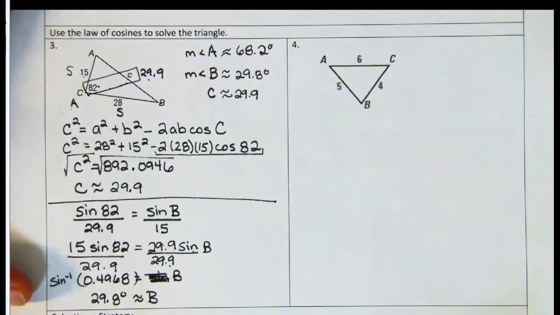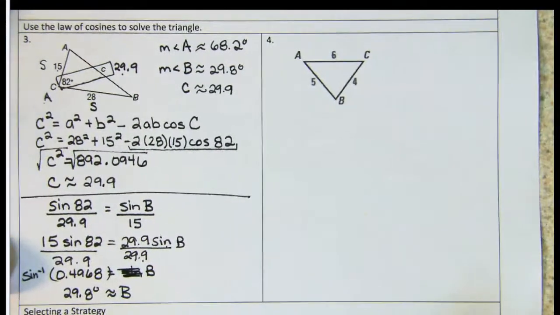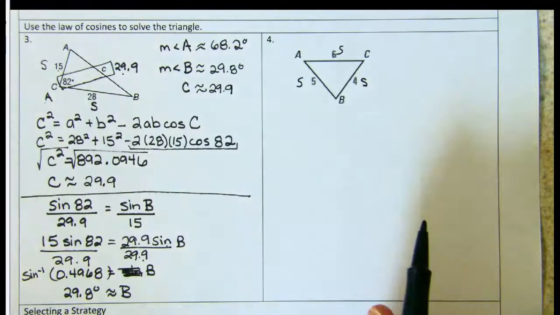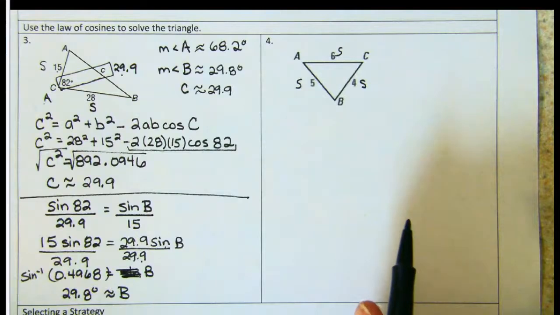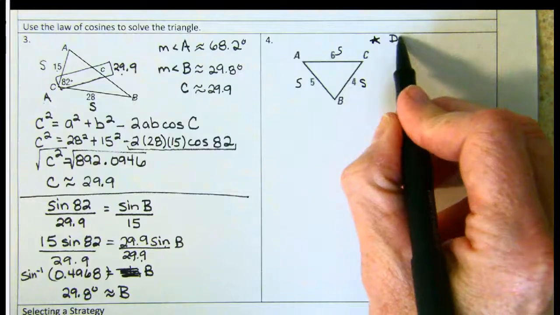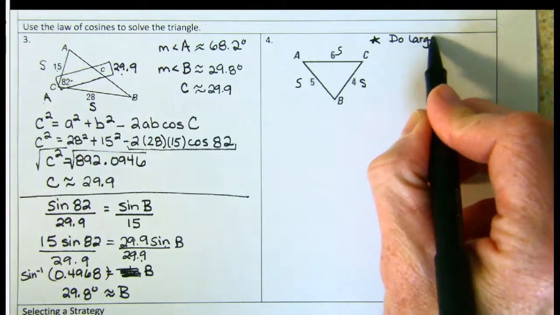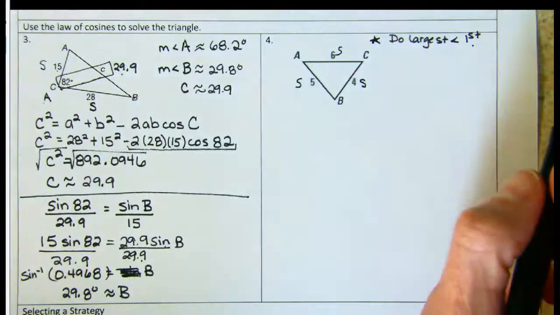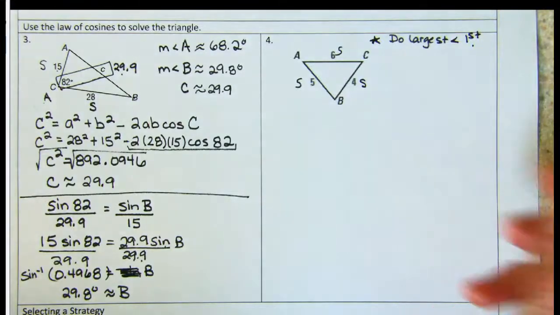Now, question 4. We are only given 3 sides, okay? So this is a side, side, side. We cannot use law of sines because we simply do not have an angle. Now, typically, the rule of thumb here is that we do the largest angle first. If we can get that largest angle first, it'll kind of just make everything else right.